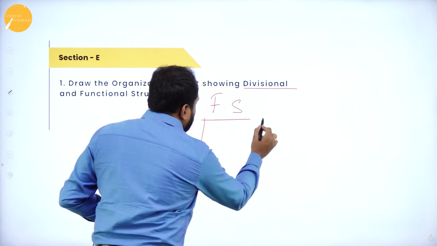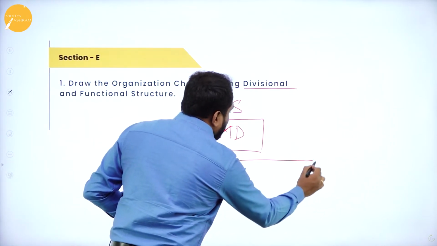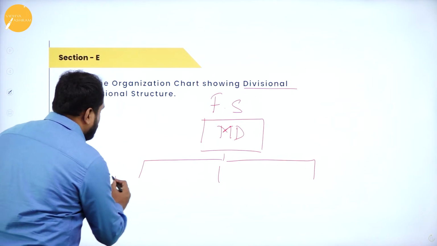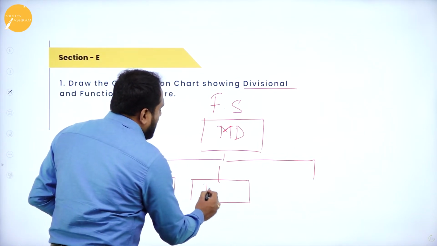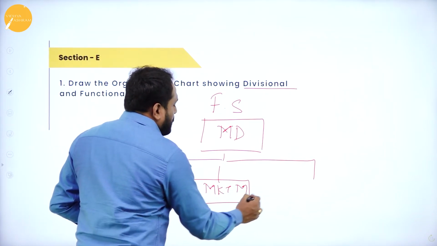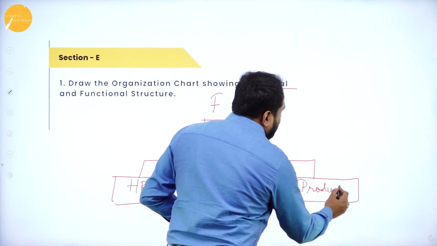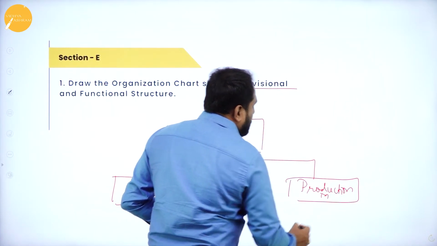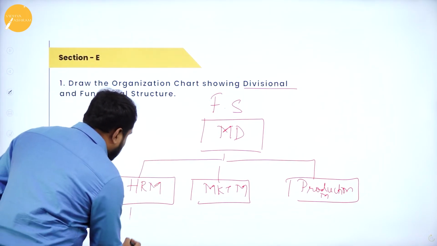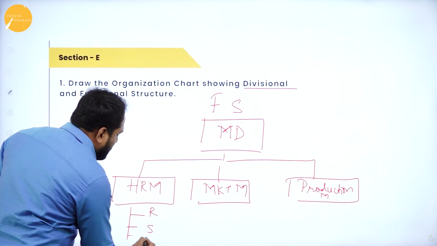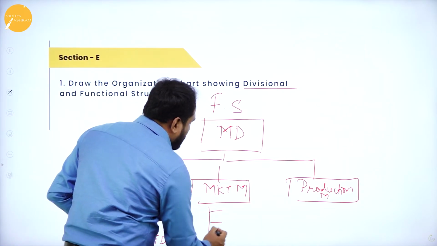Now in the functional structure, you have one managing director. Now this functional structure is always according to the function. So here you have the human resource manager, you have the marketing manager, and you have, for example, production, or you can also write finance, production manager or finance manager. Now according to their function, you are supposed to categorize them. Now the HR manager will do recruitment, selection, training and development.